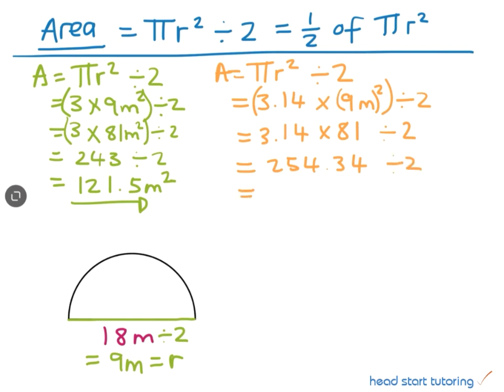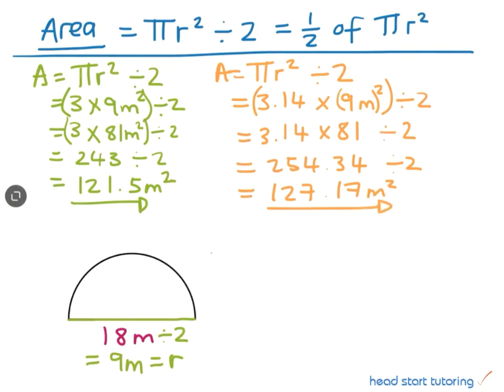And that gives us a final answer of 127.17 meters squared. So the answer to the area of this semicircle using pi equal to 3.14 gives us an answer of 127.17 meters squared.